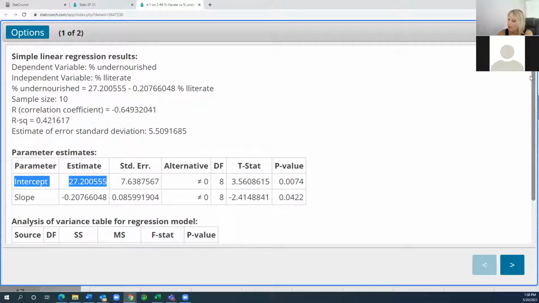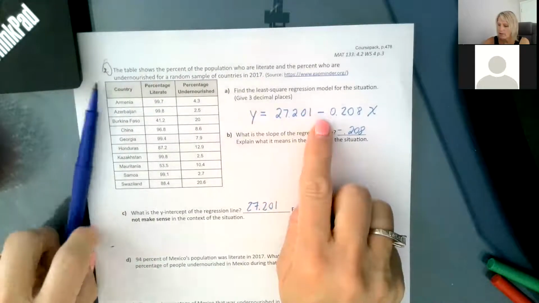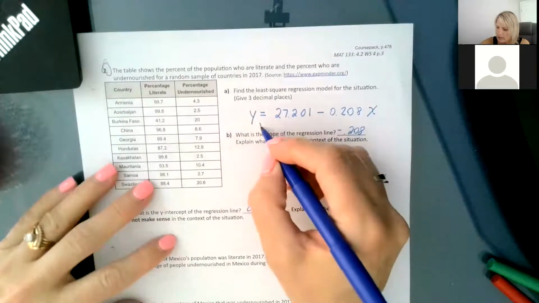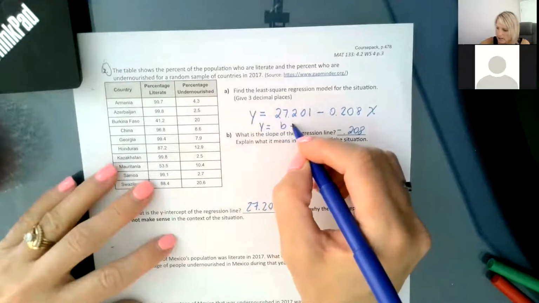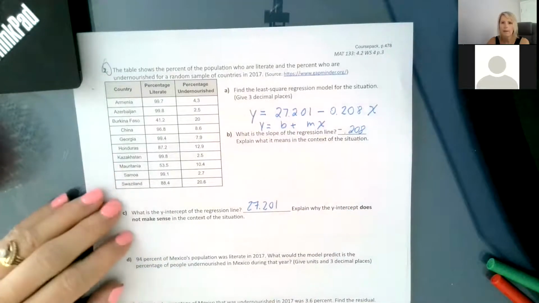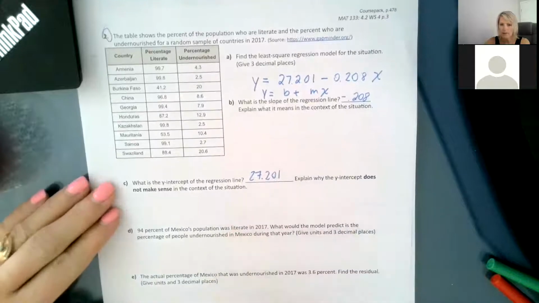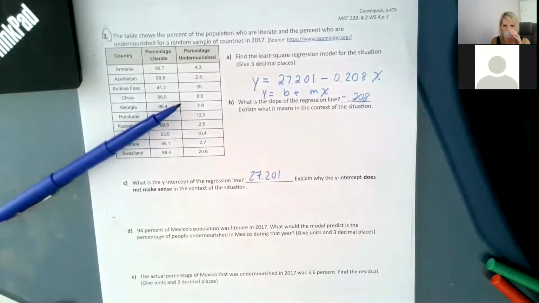Okay, so I would like you to write those down, and I'm going to go back to my paper here so you can all see what I've written down. So there is my equation, and my equation is written in y equals b plus mx form because that's what comes out of StatCrunch. I filled in my slope and I filled in my y-intercept. So I'll give everybody a minute to do that.